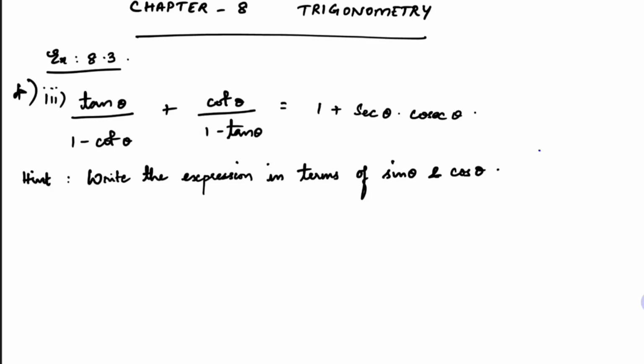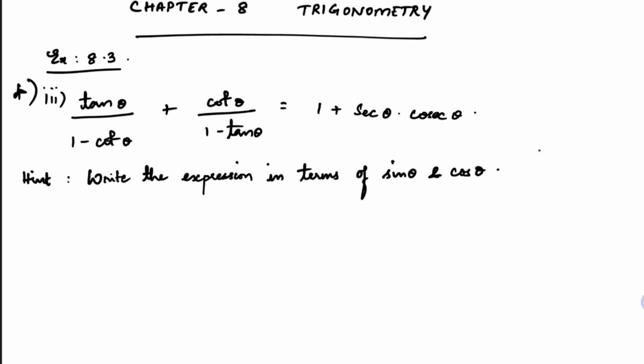Friends, in this video let us see the third subdivision of fourth question of exercise 8.3. Question is, prove that tan theta divided by 1 minus cot theta plus cot theta divided by 1 minus tan theta is equal to 1 plus secant theta cosecant theta. They are given the hint as write the expression in terms of sin theta and cos theta, and we have to use it in our problem.